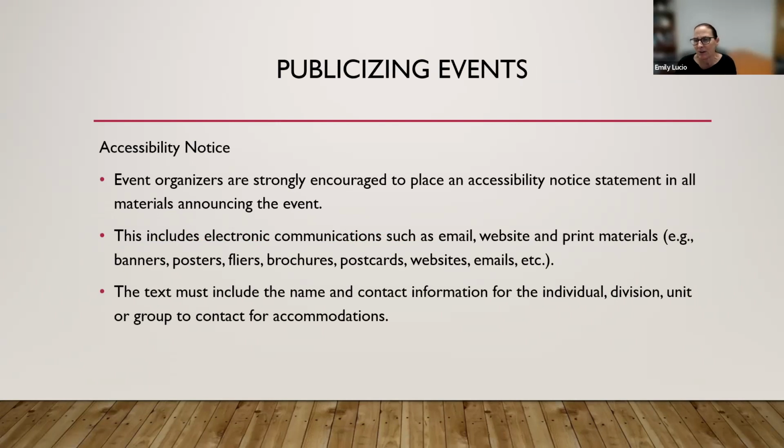So you might ask, how do I make sure that people know about this, and how do I make sure people request accommodations? When you're publicizing your event, you want to have an accessibility notice in all your materials that you distribute, right? Whether they be on paper or internet or email or whatever. Always have an accessibility notice, and that's in all types of different communications, including banners, posters, flyers. And the text should include the name and contact information for the individual, division, unit, or the group to contact for accommodations.